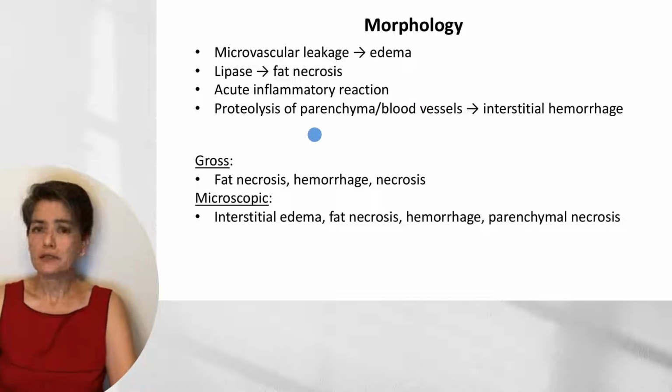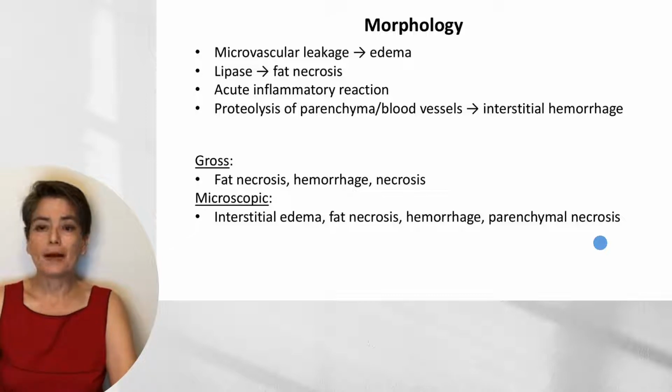And with the proteolysis of the parenchyma and blood vessels, we're going to see interstitial hemorrhage. And in fact, this is what we see. So grossly, we can see areas of chalky white fat necrosis, hemorrhage, and necrosis. And then microscopically, there is edema, fat necrosis, hemorrhage, and parenchymal necrosis, as well as interstitial inflammation.